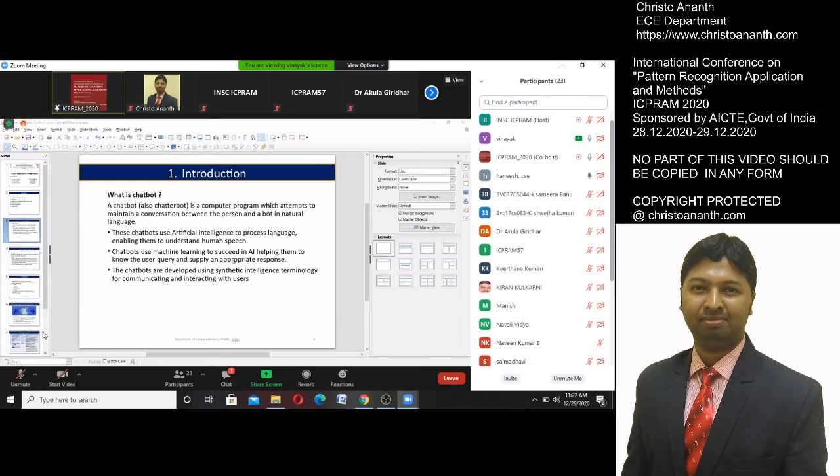So first of all, what is a chatbot? A chatbot is a computer program which attempts to maintain a conversation between the person and a bot in natural language. It is used to conduct online chat conversation instead of direct live contact with human beings.